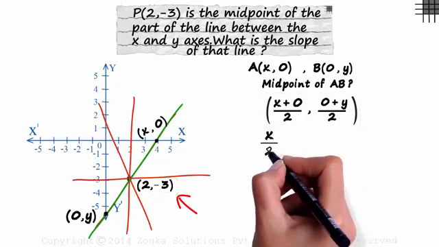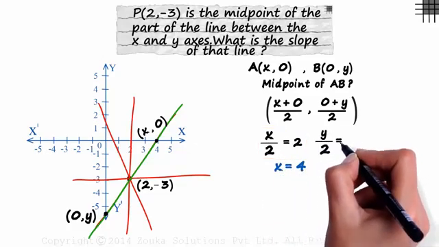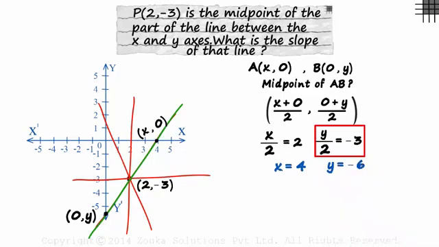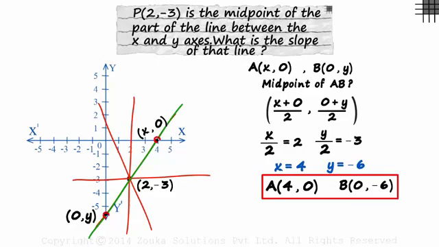So x over 2 will equal 2. We get x as 4. And y over 2 is minus 3. So y is minus 6. With these values, A will be (4, 0) and B will be (0, minus 6). That's it. We have the endpoints and we can easily find the slope.